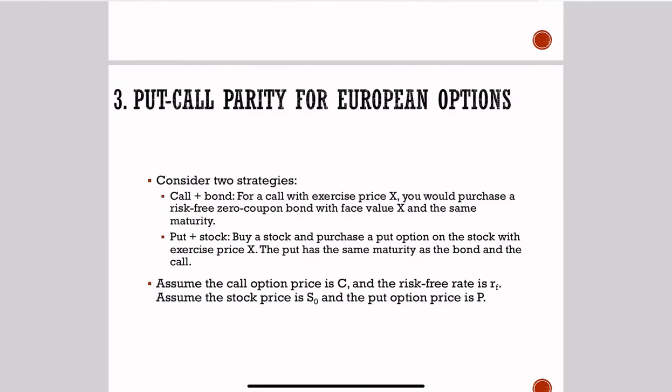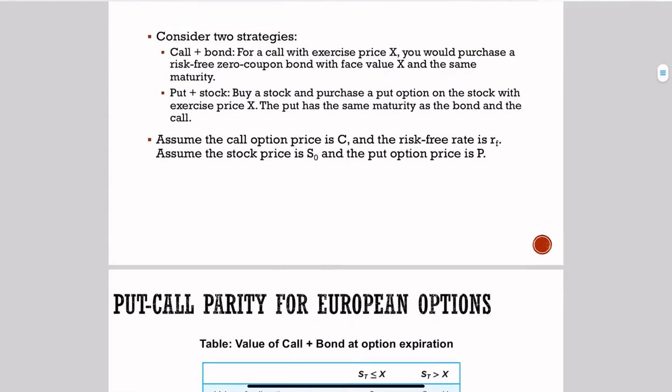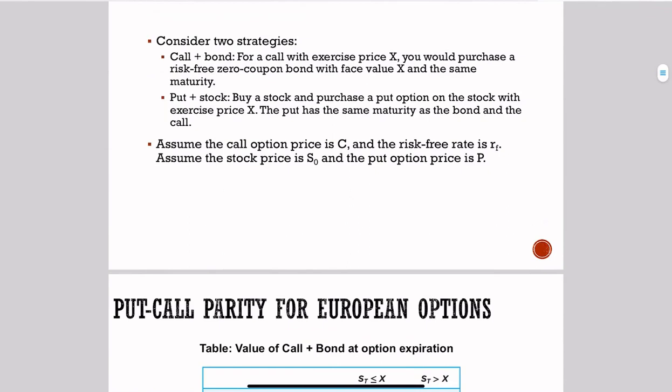Last class we discussed the put-call parity, which is a very basic and important theorem in option valuation. I just want to go through the basic process, how we got this result. So basically we compared two kinds of portfolios, right? We compared call plus bond and put plus equity.